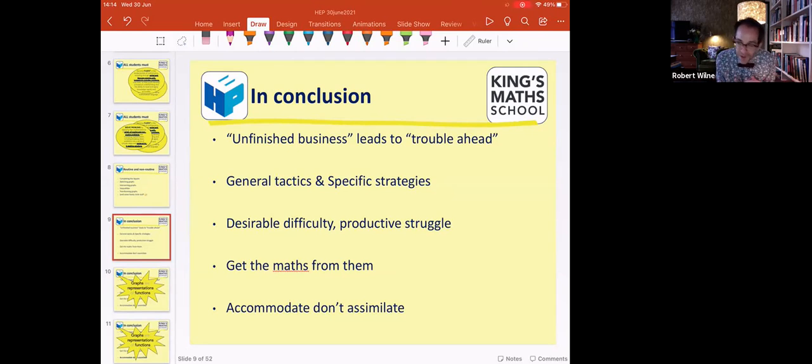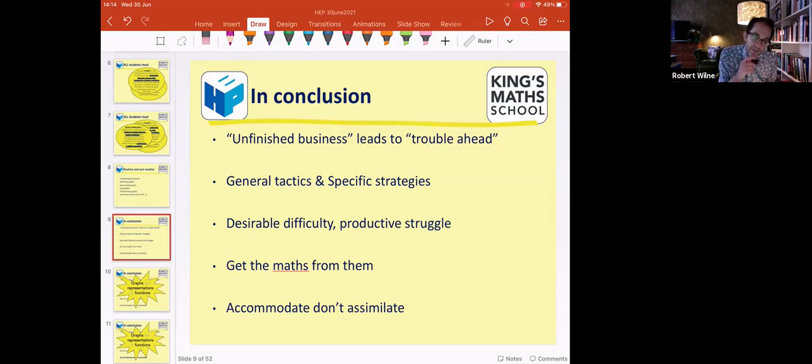I know the brain is not a muscle. I like the metaphor of the brain being a muscle, and people always look horrified that I think the brain is a muscle. My grasp of biology is not good, but it's slightly better than that. So I know the brain is not a muscle, but no sweat, no learning, no pain, no gain. And in terms of getting the maths from them, I'll recap my favorite questions for doing so at the end.